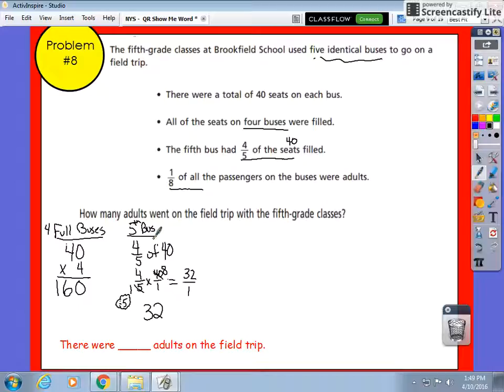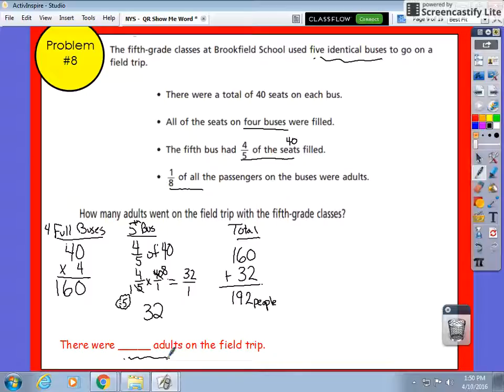So now I need to find out the total number of people on the trip, because remember we had those 4 full buses and that one part of a bus. So to find out that total, I can add 160 plus 32, and I would find out that there were 192 people total on the trip. Wow, 3 steps so far, and I'm still not to my answer, because remember, I want to find out how many adults were on the field trip.